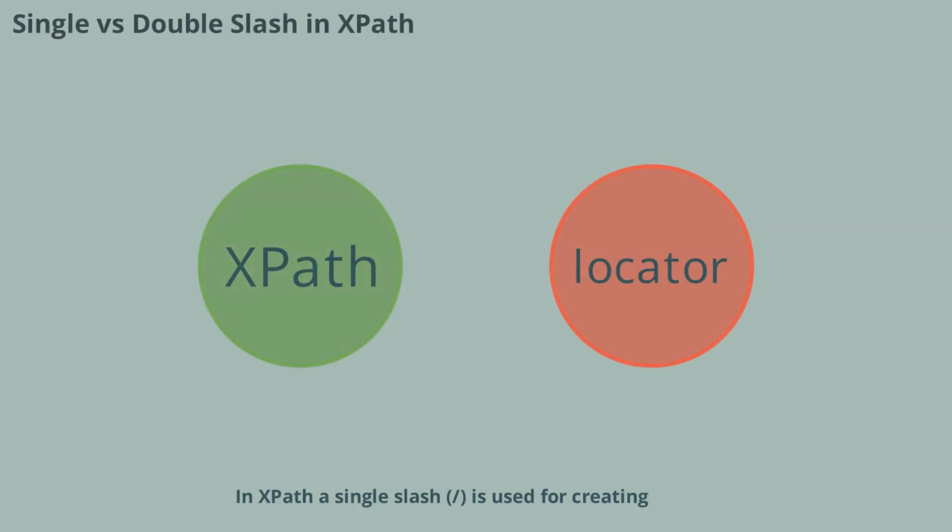In XPath, a single / is used for creating absolute XPaths that start from the root node, while a double // is used for relative XPaths that can start from anywhere in the document.